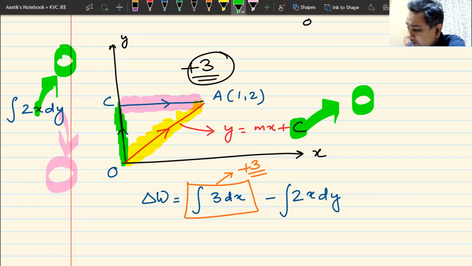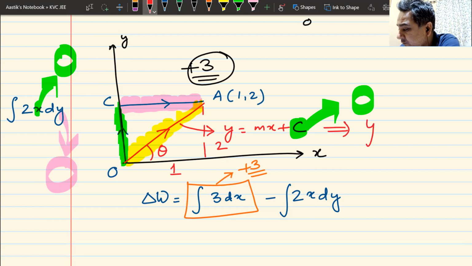Y is equal to mx. I have to just find the slope of this line. You can find the slope using tan theta, which is very simple to find. This is 2, this is 1. So the slope is 2, and y is equal to 2x will be the equation of this straight line. Yes or no? Do you all understand this? Can I have some raise of hands if you understand this?